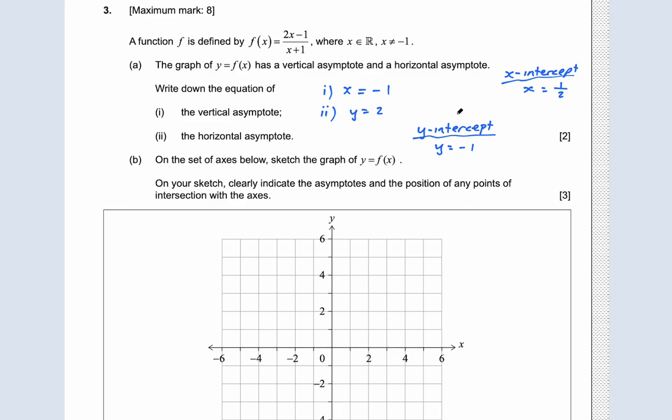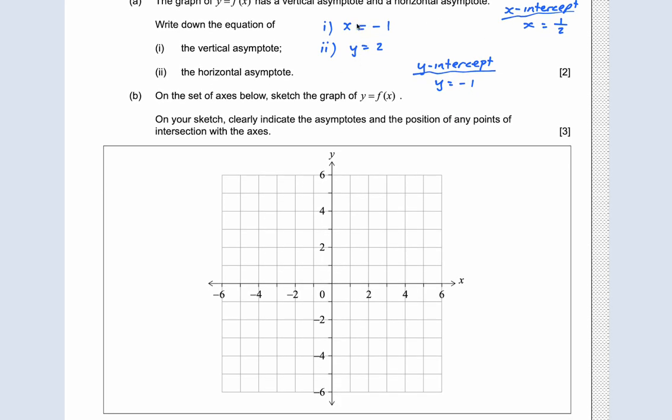Okay, so I have a vertical asymptote of x equals -1. Let's draw that in. X equals -1 here. And I'm going to write x equals -1 because it says indicate clearly asymptotes and position of points of intersection of the axes. So this is x equals -1, and we want y equals 2. We'll put here. This is y equals 2. The y-intercept is -1 here, and the x-intercept is 1/2, which is here.